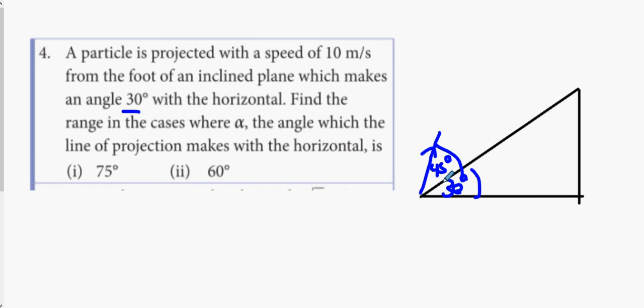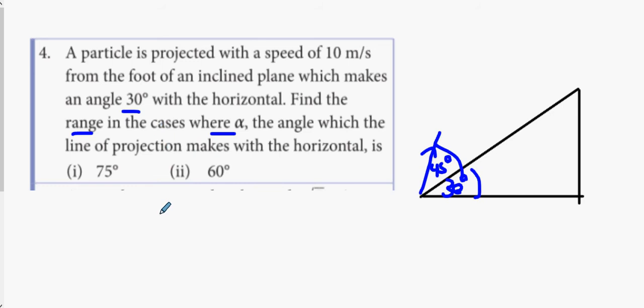What? Where does it say that? Oh, to find the range in the cases. Ah, I read it as range of values of alpha. So we've got to get the range of that, yeah? And it's just 45 degrees for the thrown angle, is that right?